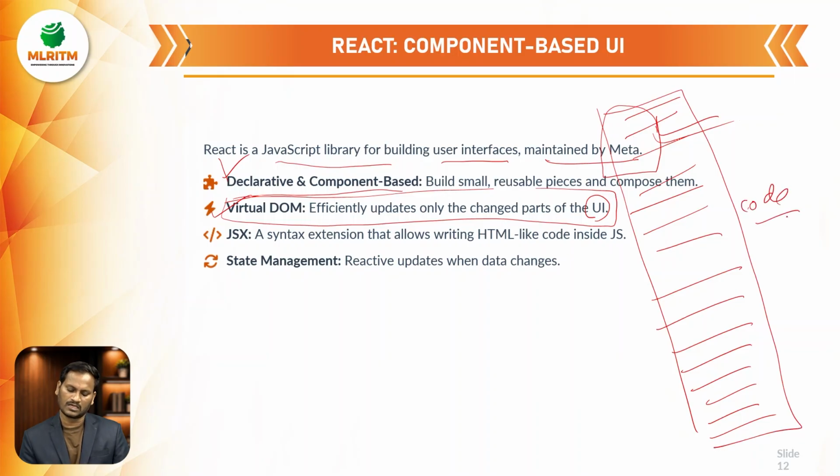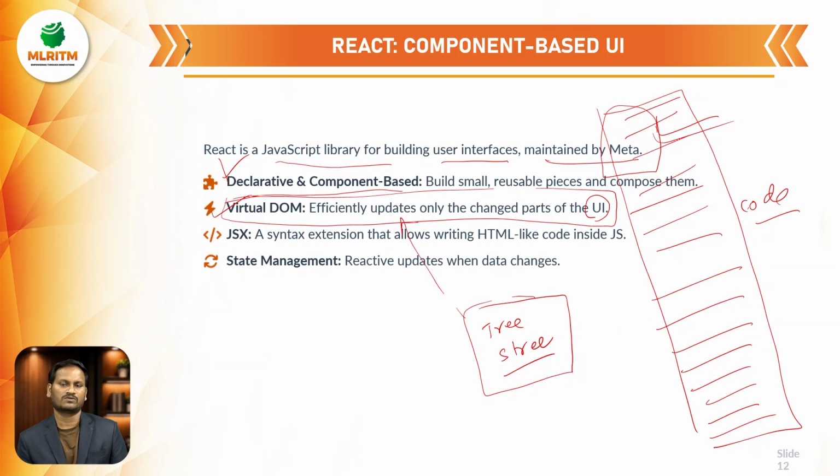100 lines of code. But by using DOM, we can make this 100 lines of code into a tree structure to make it understandable. By using this document object model, with the objects we make some tree structure. This is one of the features of DOM. So these 100 lines become a tree. So now we can understand easily. That is the main feature of React.